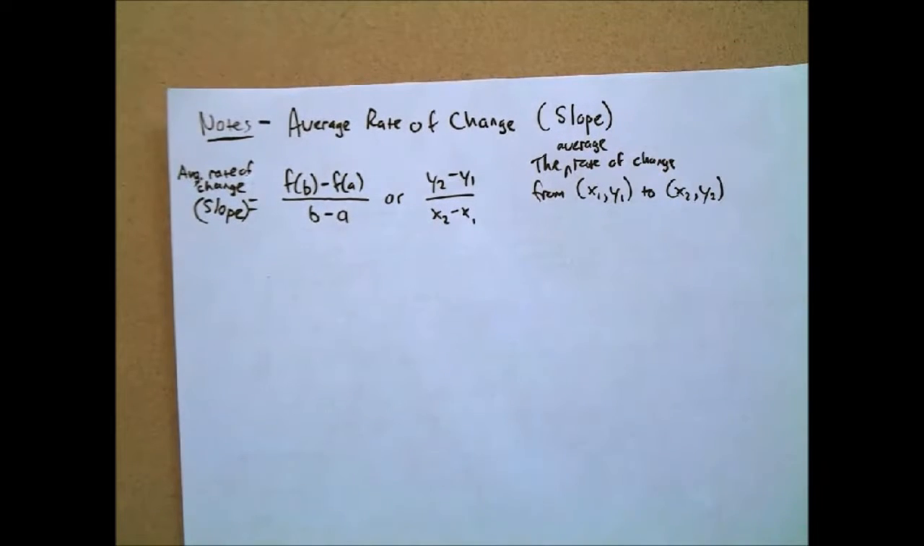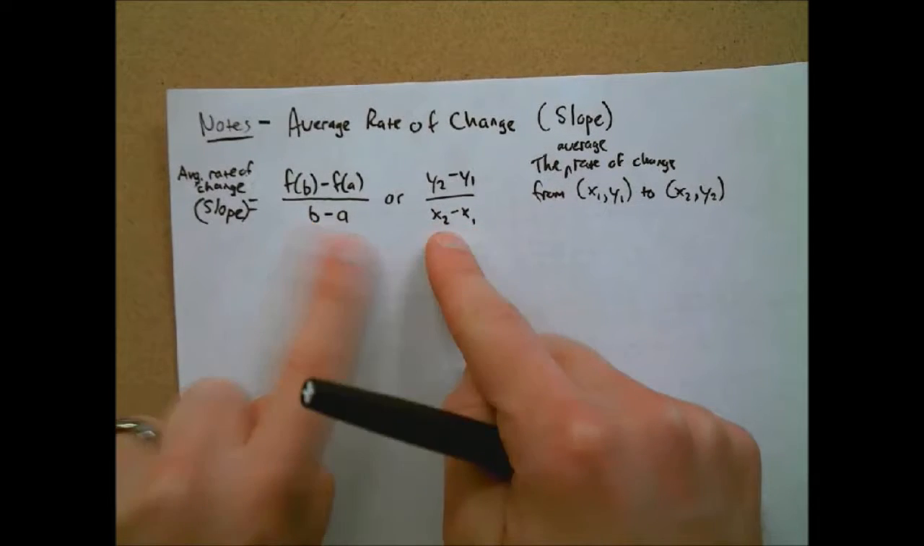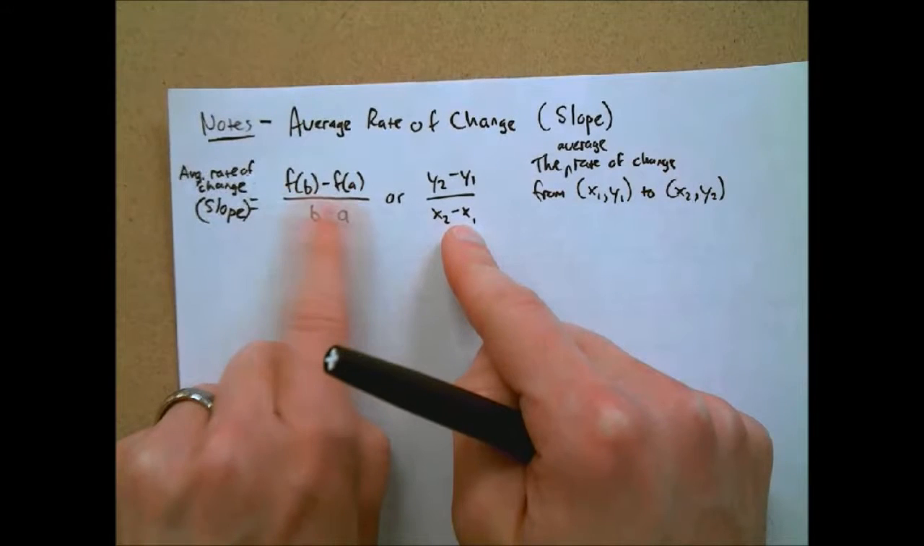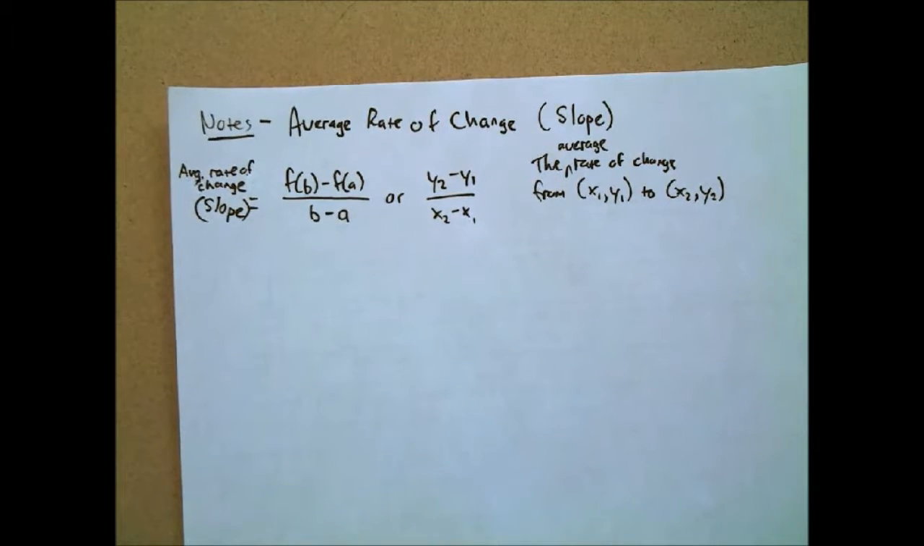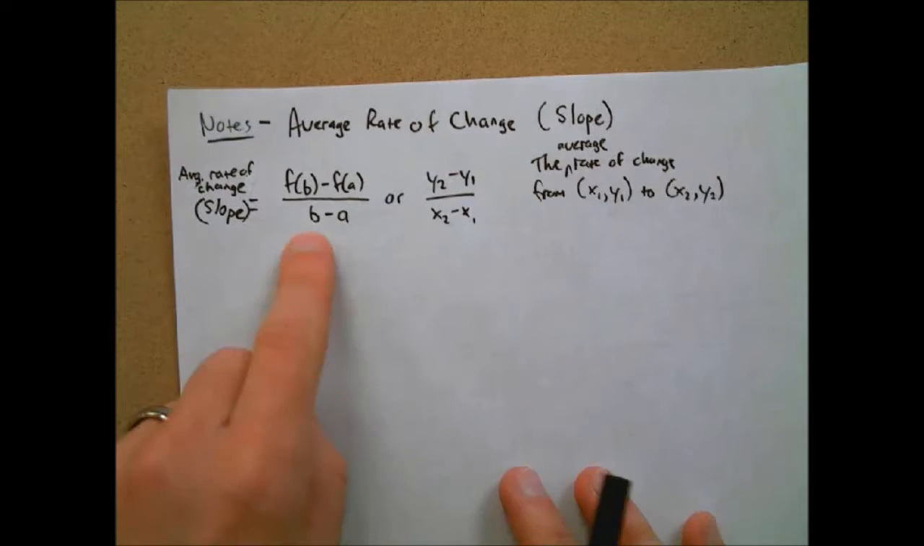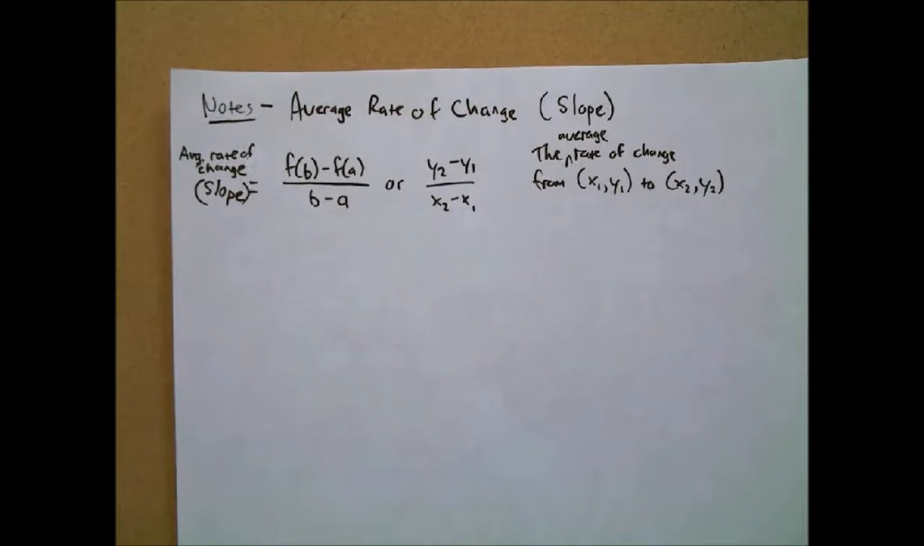Okay? So two different formulas for the same thing. Remember that functions, when you evaluate a function, that's like a y value, right? The output of a function. So we take our b and our a, which are like our x values there. We plug them into our function, whatever it happens to be, okay? And the output is our y values. So f of something is like a y value. f of a is another y value. b and a are both like x's there. Okay? So that's the idea.